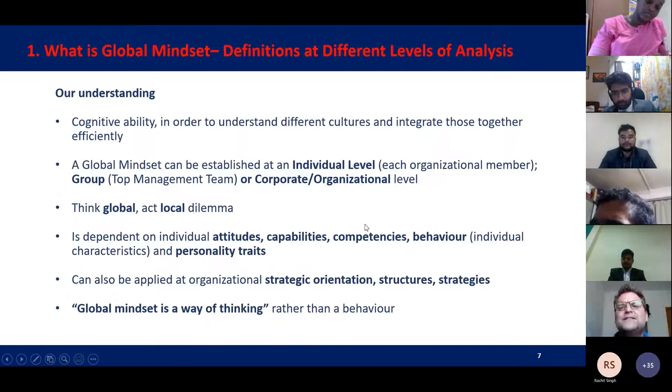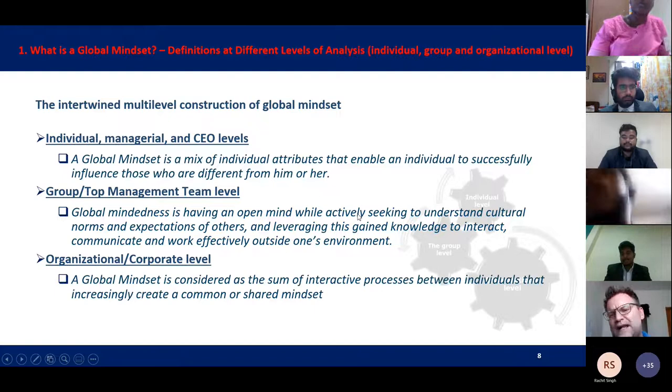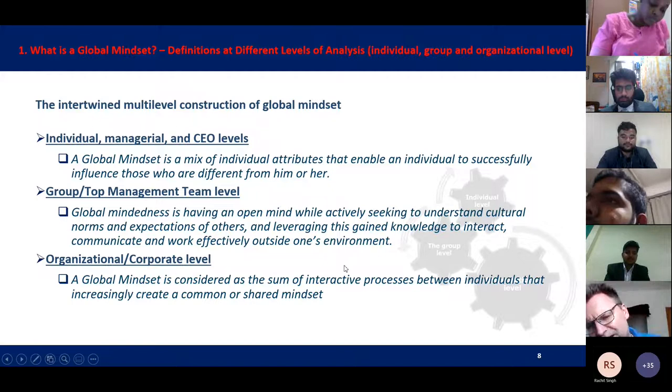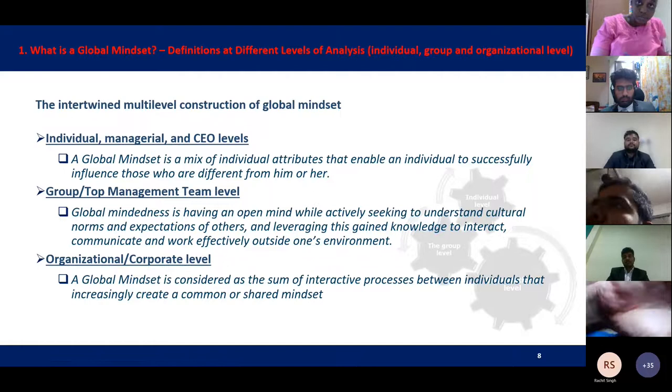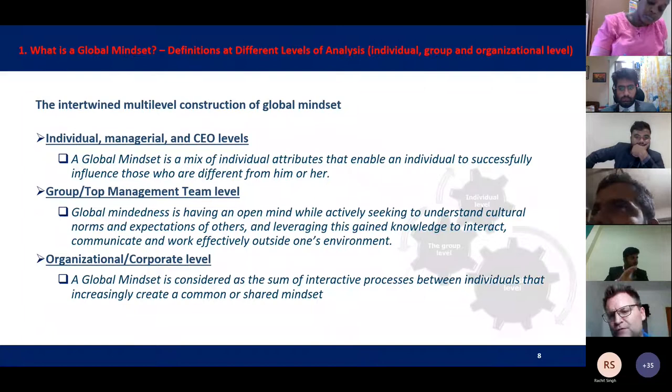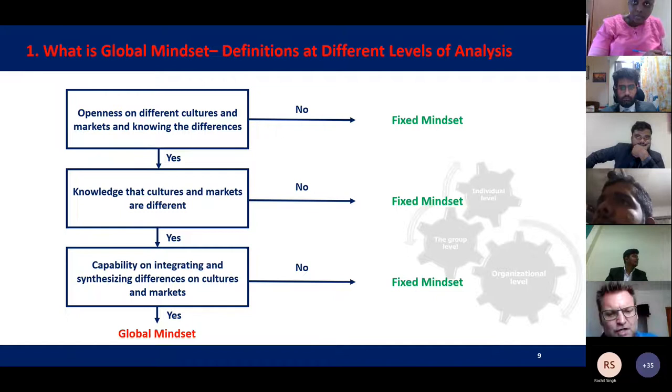CEO level, top management team level, and corporate level, and this is exactly what it is about. No? So different kinds of levels, they are integrated. So if or when a company would like to establish a corporate global mindset, it is a sum of the groups or the sum of individuals in order to establish it. So what are the preconditions of a global mindset?